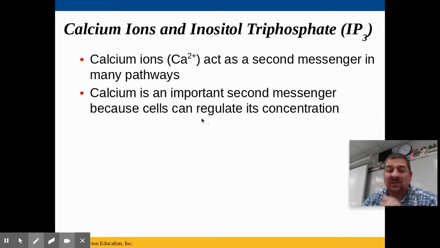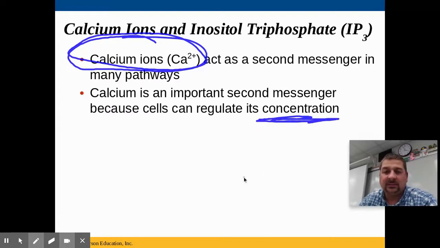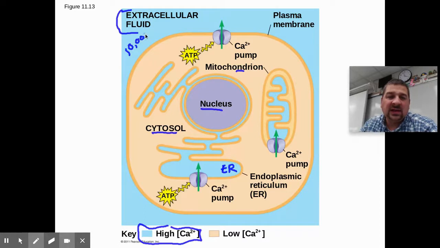A second messenger that is really common in cells is calcium ions. The calcium ion is important because it has to do more with the concentration of the calcium ion. If we look at a typical cell, here's extracellular fluid, nucleus, cytosol or cytoplasm, mitochondria, and the endoplasmic reticulum here. You can see down here at the key, high calcium. Usually you read that the calcium ion concentration outside the cell can be 10,000 times what you find inside the cell. Why is that?